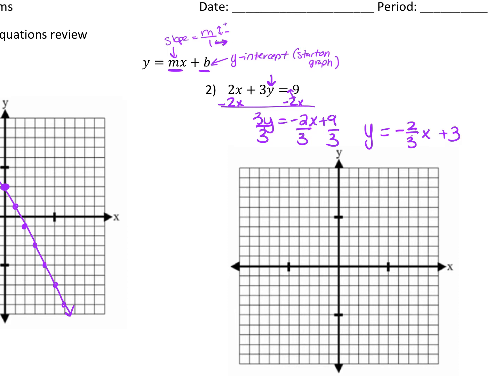plus 3. So similarly, I'm going to start at 3 on the y. And then my slope is going to be down 2, right 3. I can also go up 2, left 3 to connect to the rest of my points.